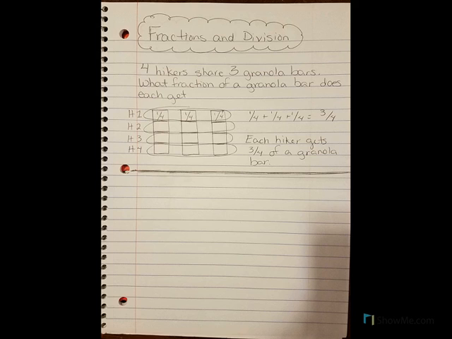Alrighty, so your note should look like this. That was our first example of how we can use fractions and division to answer the question. It was asking what fraction of the granola bar they would each get. But first we had to divide those granola bars up amongst the people that they were talking about. So let's look at one more example now. This is going to be in your bottom section.